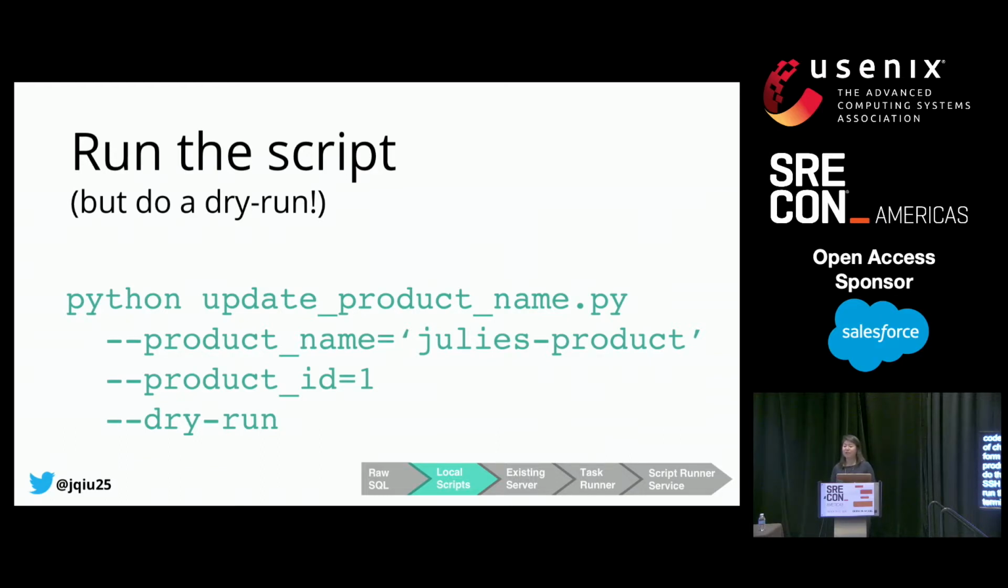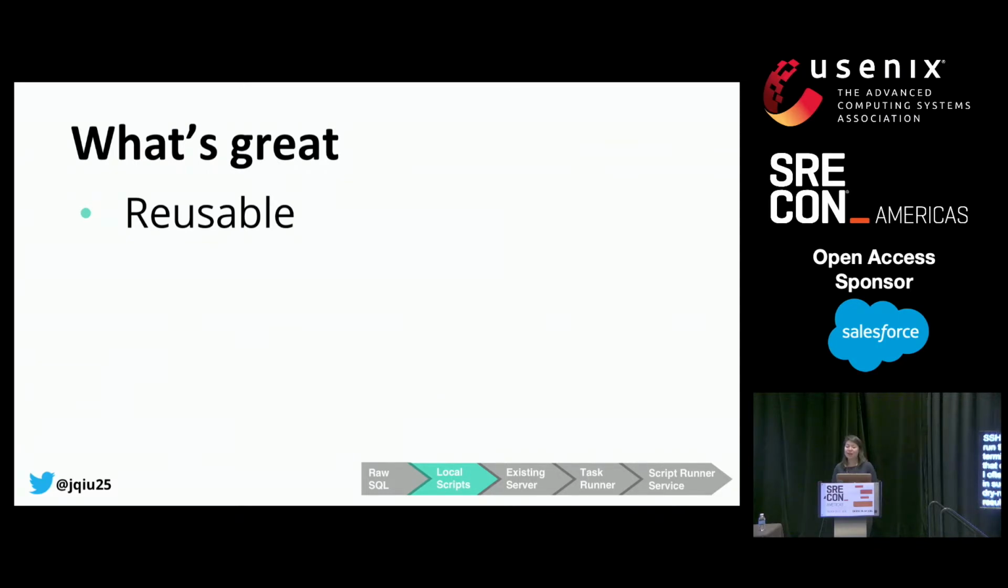And I often like to write my scripts in such a way that I would add a dry run flag. So that way I can preview the results before actually committing anything to production. So what's great about this new strategy? Well, the first is that scripts, unlike raw SQL, are reusable. So you can just write the script once, and then the arguments can be passed in.